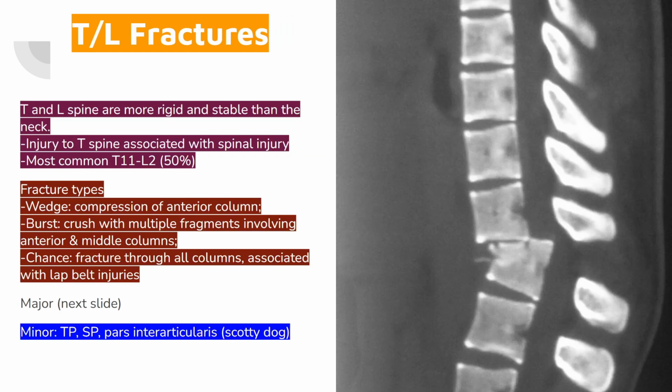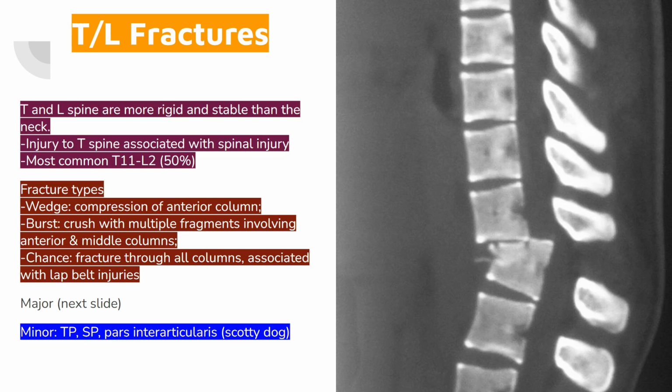Thoracolumbar fractures have a little bit different flavor, okay? Thoracic fractures, much more likely to have a spinal injury, okay? Most commonly, this is the low thorax, upper lumbar. These can be wedge fractures, which are stable, right? Compression of the anterior column, burst fractures with multiple fragments include both the anterior and middle column, right? So it's an intermediate sort of injury pattern.